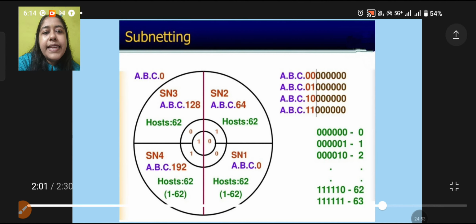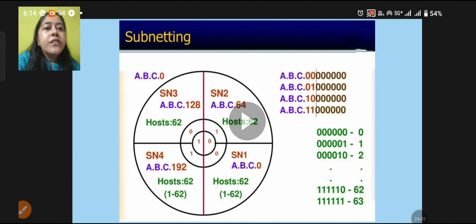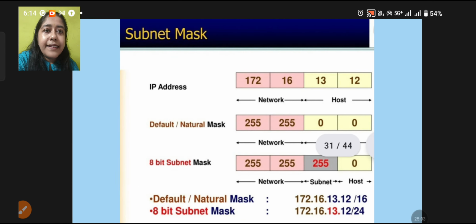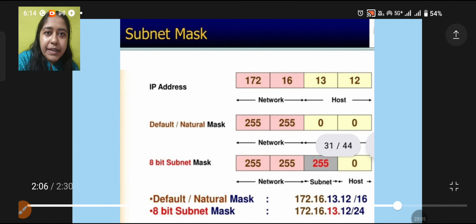Here 128, and here 192. And here is how we are making this masking, subnet masking, right? So this is the whole data on how subnetting is done. Now here, how will we make the subnet mask.